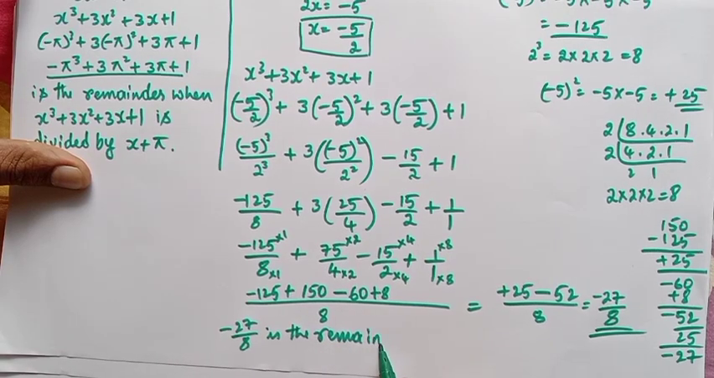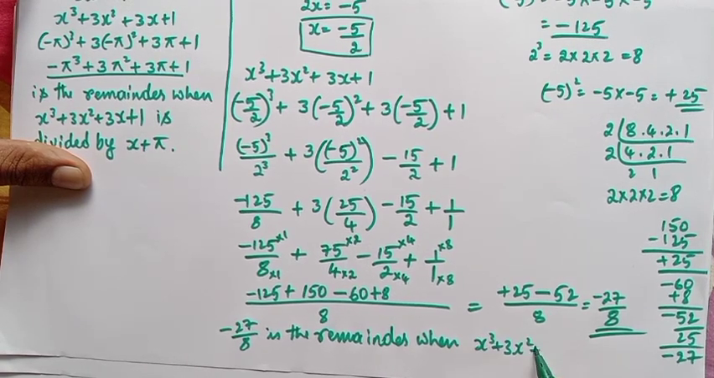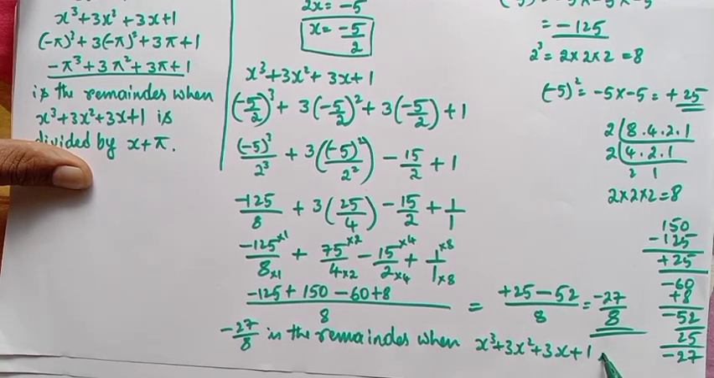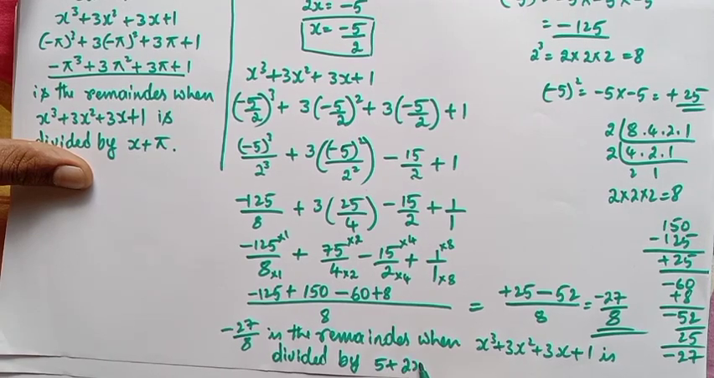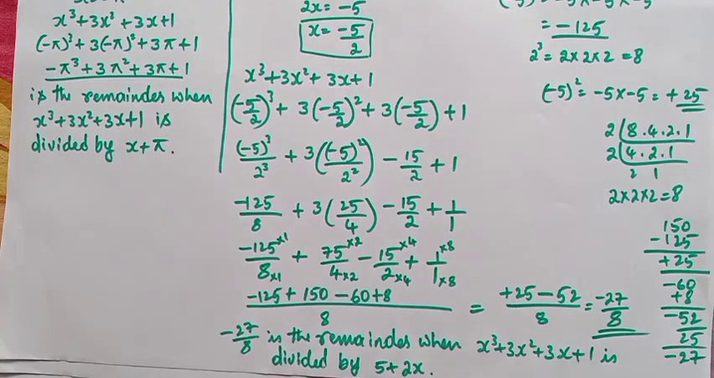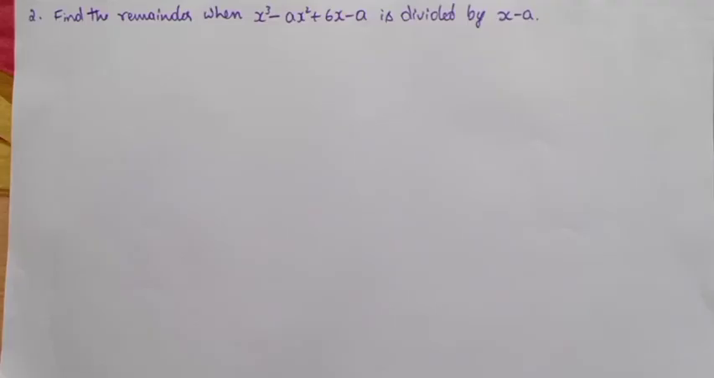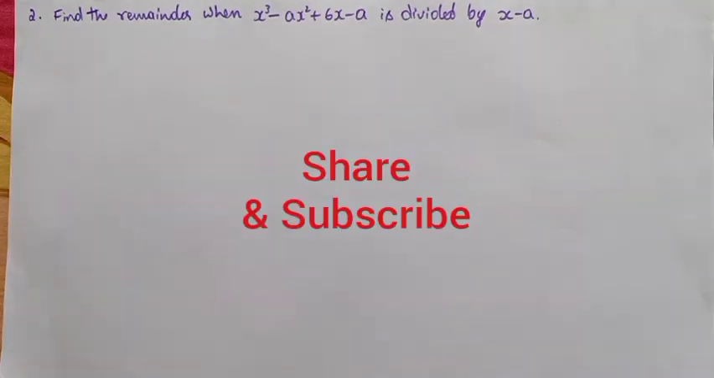Minus 27 by 8 is the remainder when x cube plus 3x square plus 3x plus 1 is divided by 5 plus 2x. Find the remainder when x cube minus ax square plus 6x minus a is divided by x minus a.